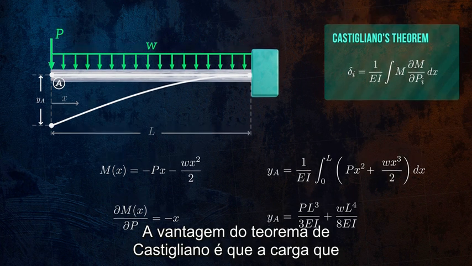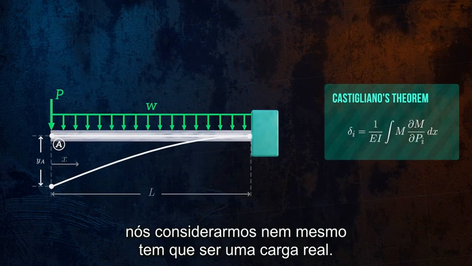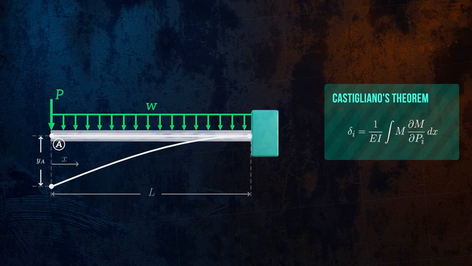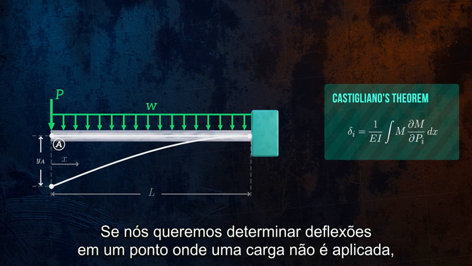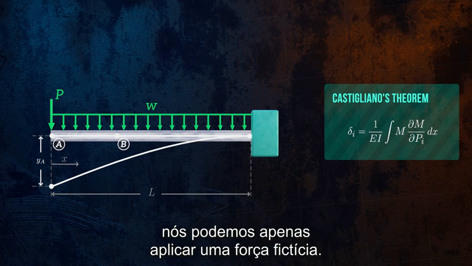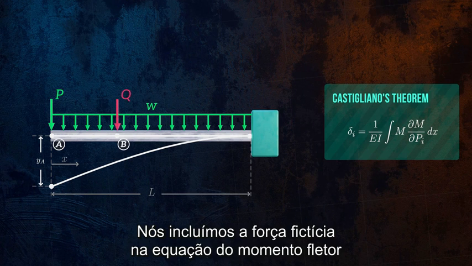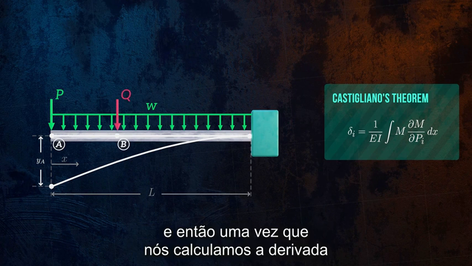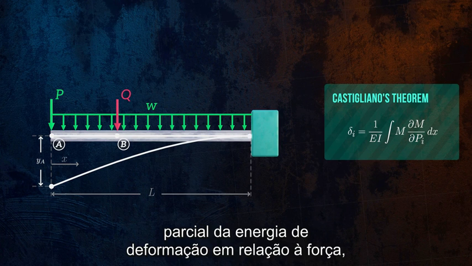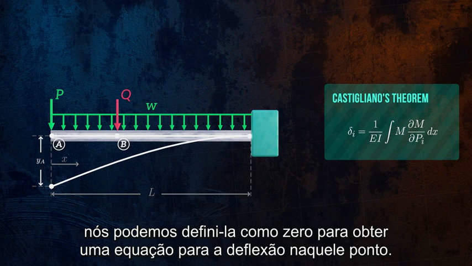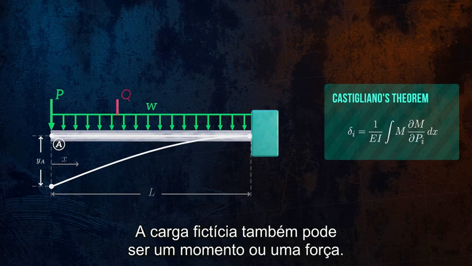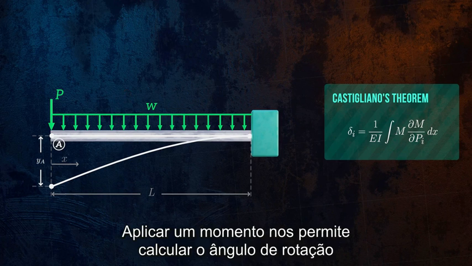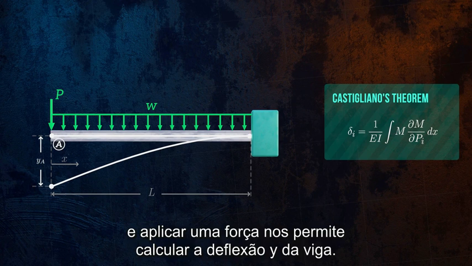The powerful thing about Castigliano's theorem is that the load we consider doesn't even have to be a real load. If we want to determine deflections at a location where no load is applied, we can just apply a fictitious force. We include the fictitious force in the bending moment equation, and then once we've calculated the partial derivative of the strain energy with respect to that force, we can set it to 0 to obtain an equation for the deflection at that location. The fictitious load can be either a moment or a force. Applying a moment allows us to calculate the angle of rotation, and applying a force allows us to calculate the deflection y of the beam.